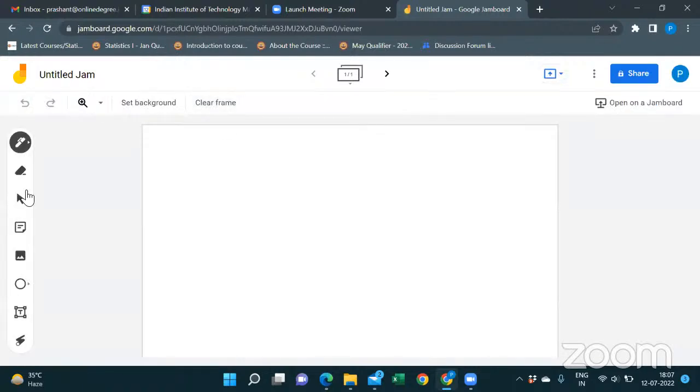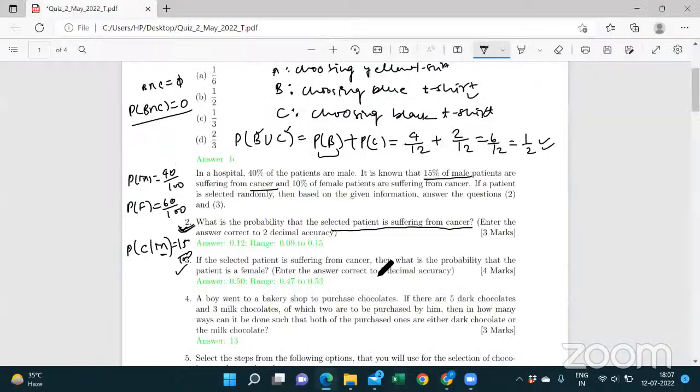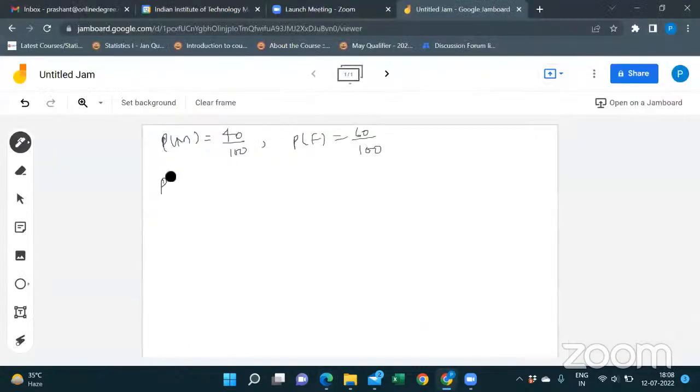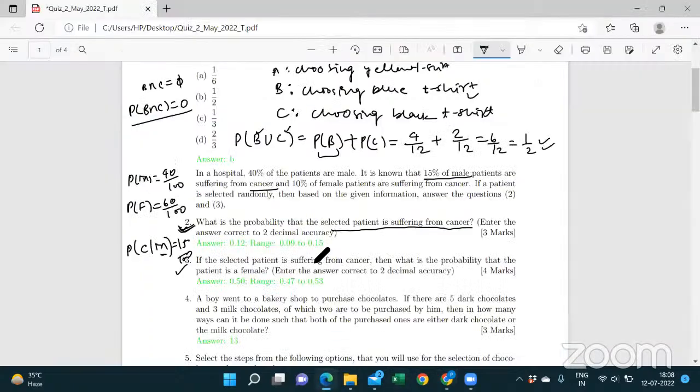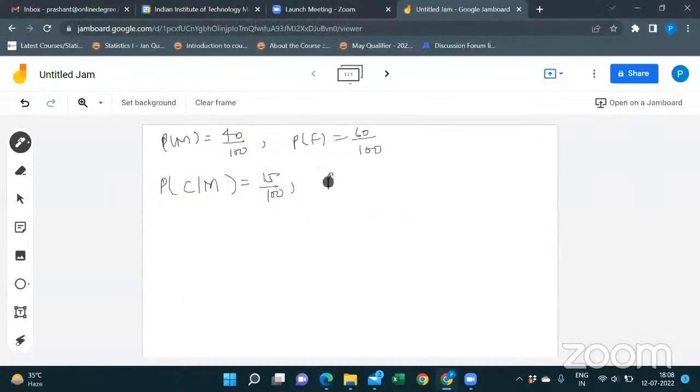See, in the question, the probability of male was how much? Was 40%. That means 40 divided by 100, right? So I can write the probability of female as 60 by 100. Now, it is given that 15% of male patients are suffering from cancer. So given that the patient is male, the probability that he is suffering from cancer is 15 by 100, right? Next line is 10% of female patients are suffering from cancer. That means the patient is female and she is suffering from cancer is how much? 10%, right?